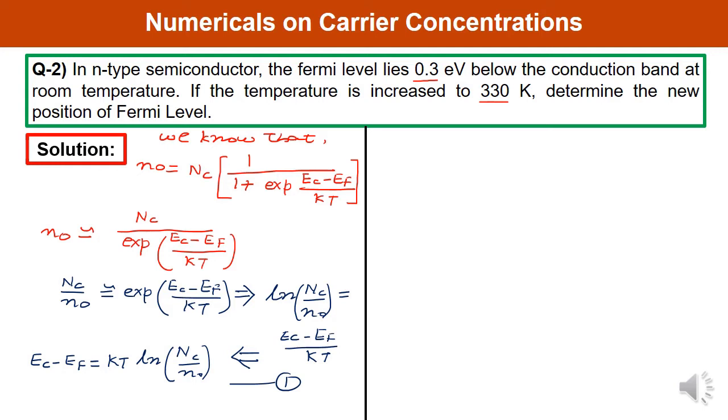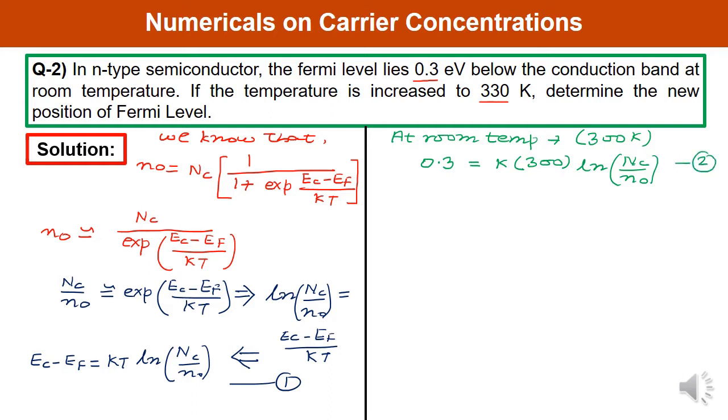So here it is given that two conditions at room temperature, which means at 300 Kelvin. Substitute the value in Question number 1. Here it is being given that the Fermi level lies 0.3 electron volt. So what would it be? 0.3 electron volt, which is equal to K, and temperature is 300, then ln Nc upon N naught. Let us write it as equation number 2.